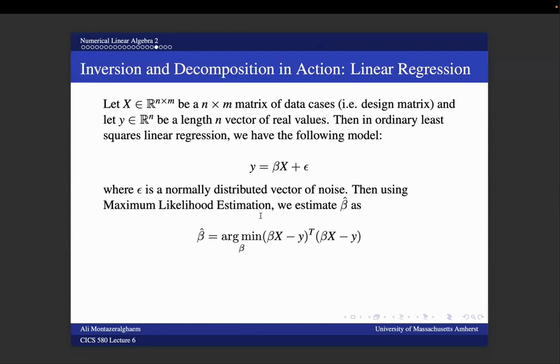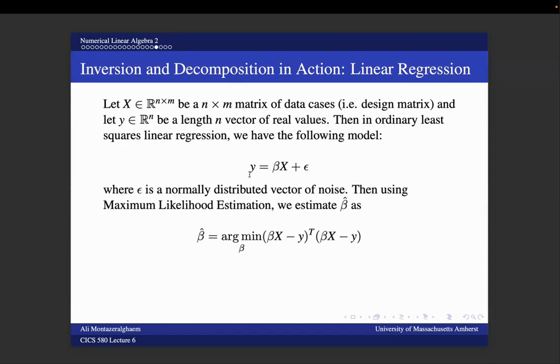Maybe you already know about maximum likelihood estimation, but if we want to get an estimation for beta, as beta hat, we can take the argmin over beta of (beta times x minus y) transpose (beta times x minus y). So if we find the beta that minimizes this formula, we can consider it as an estimation for beta, and then use it in this formula to compute y for the next data point that we get.